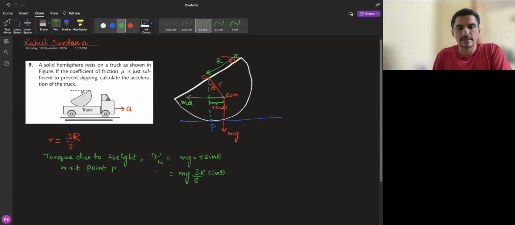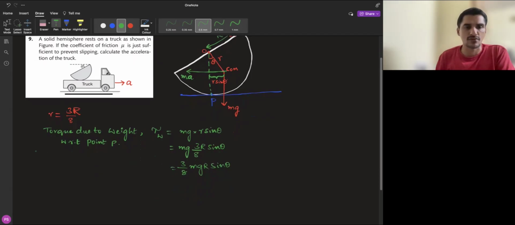Let us write it clearly. 3 by 8 mg R sine theta. And that is the torque due to weight. Now let us write the torque due to pseudo force. Torque due to pseudo force is what?